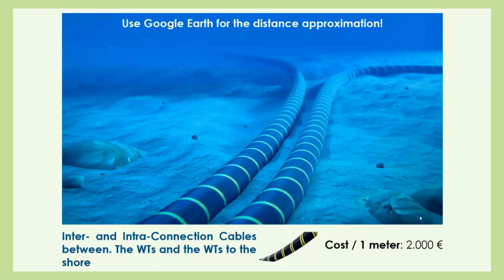They are also estimating using Google Earth or OpenStreetMaps the cables cost. They're using Google Maps to estimate, they have the map, the distance from the offshore wind farm to the onshore connection point. And they know that for 1 meter of cable, we have to spend 2,000 euros. So for a 50 kilometers cable, you know, the cost is quite increased.